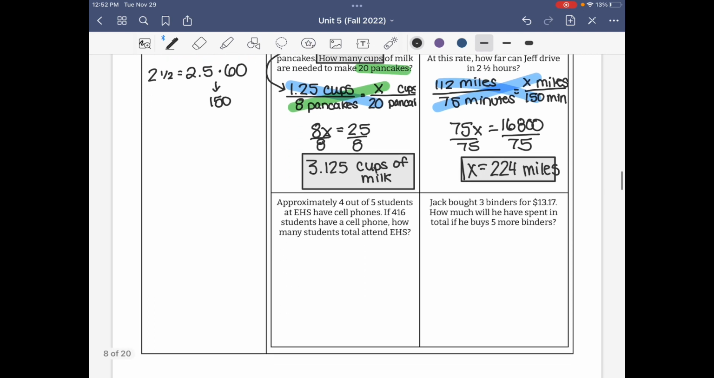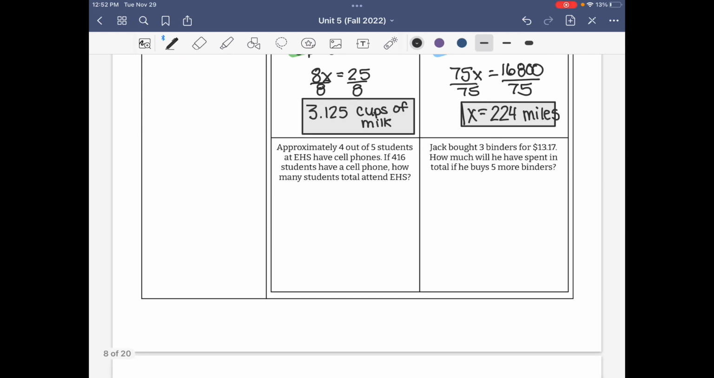Perfect. Last two. Approximately 4 out of 5 students at EHS have cell phones. If 416 students have a cell phone, how many total students attend EHS? So 4 out of the 5 have cell phones. So I'm going to put 4 have over 5 is the total number of students. And that's going to equal, we don't know how many there are total, so that's going to go on bottom. But we know that 416 have them, and that's going to go on the top.